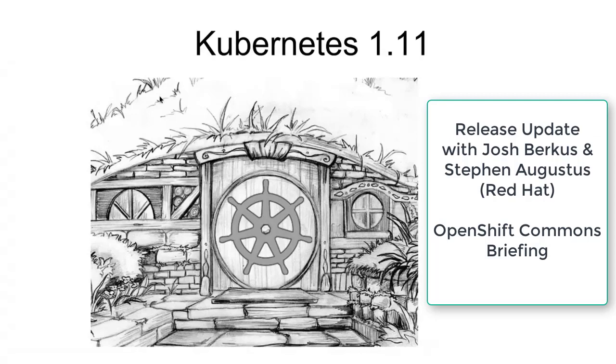Stephen? Hey. Stephen Augustus here. I am a specialist solutions architect for the OpenShift Tiger team at Red Hat. My community roles, so I was working with Josh on the 1.11 release team as the features shadow. I am actually the features lead for Kubernetes 1.12. In addition to that, I run one of the chairs for SIG Azure, and I am a product management chair for SIG PM.